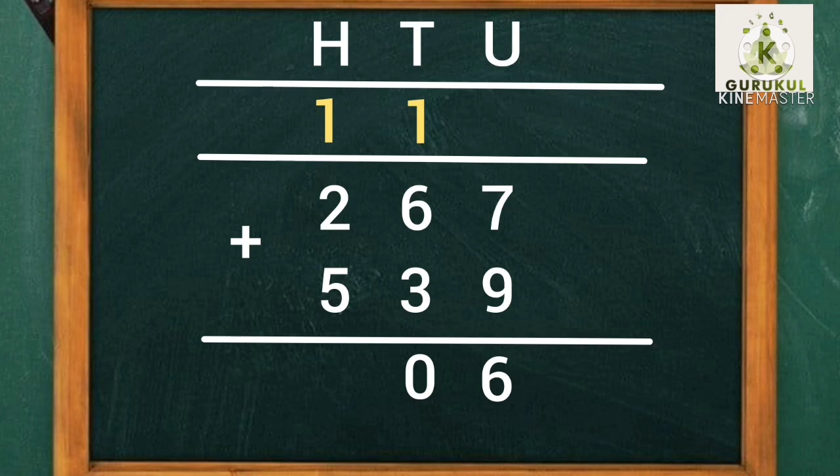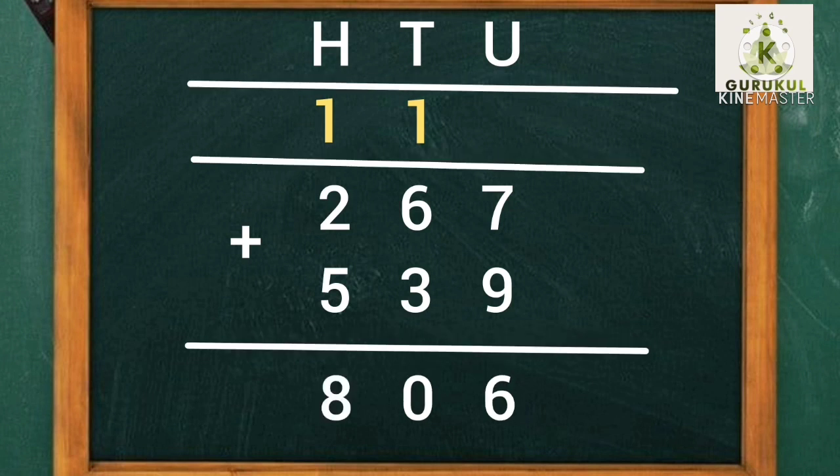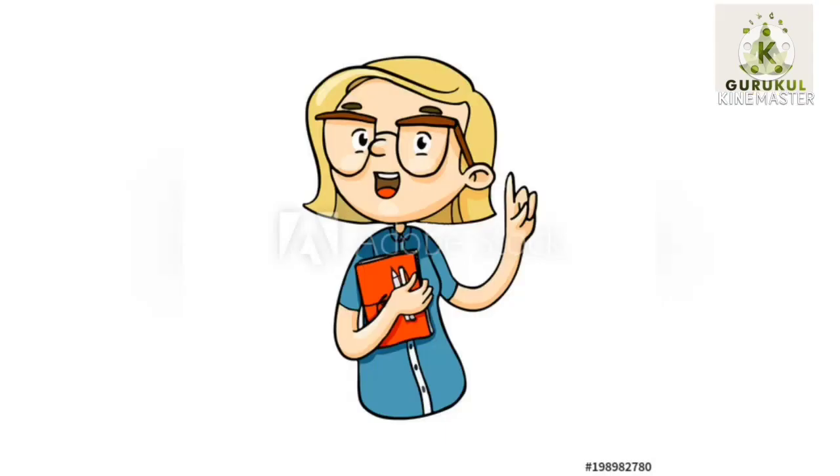So now adding the digits in the hundreds place gives us how much? It gives us 8. So the final answer is 806. Understood till here? Very good. For today, we will study till here.